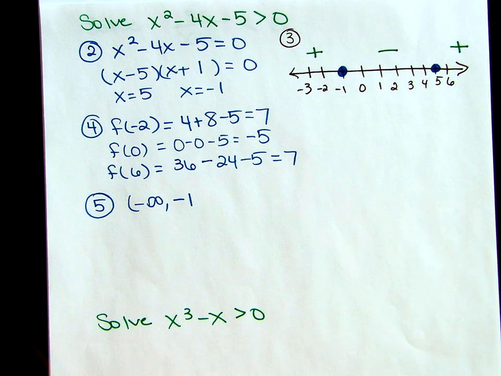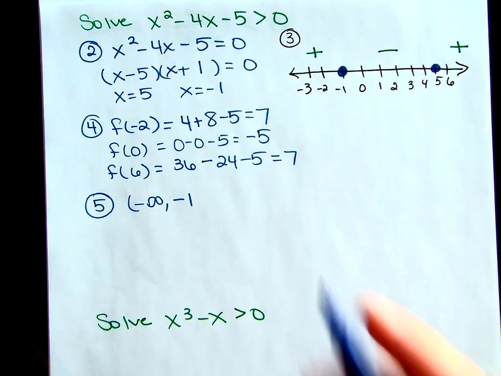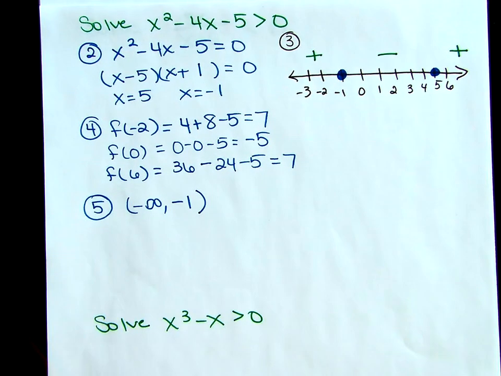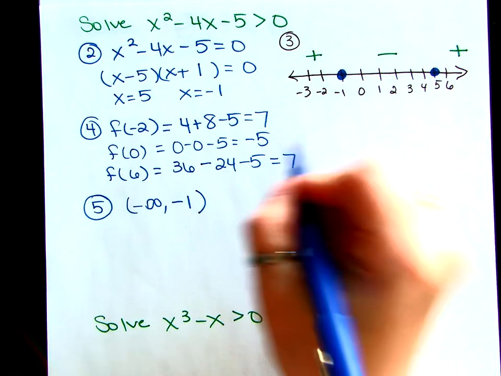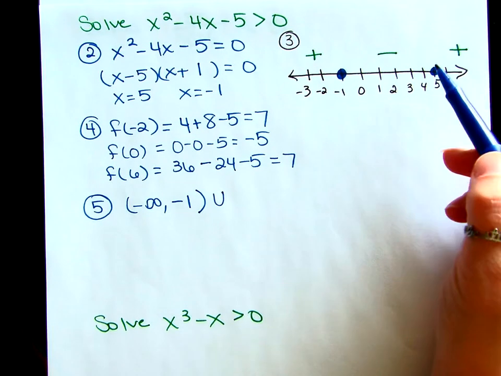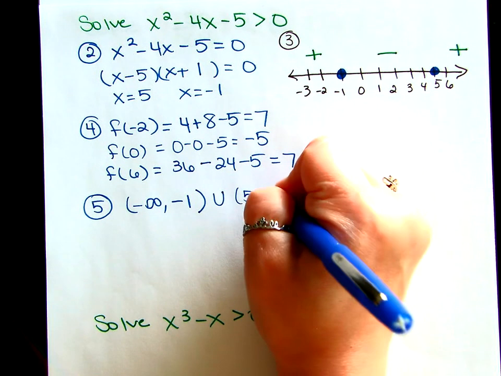That's exactly right. Our inequality is strictly greater than, and so since it's strictly greater than, we are not going to include our boundary points. If it was greater than or equal to or less than or equal to, then you include your boundary points. So not including the boundary point. I need to skip all of this stuff here in the middle because that's all negative, so I'm going to do a union. And then what's the remaining interval for my solution set? 5 to positive infinity. That's exactly right.